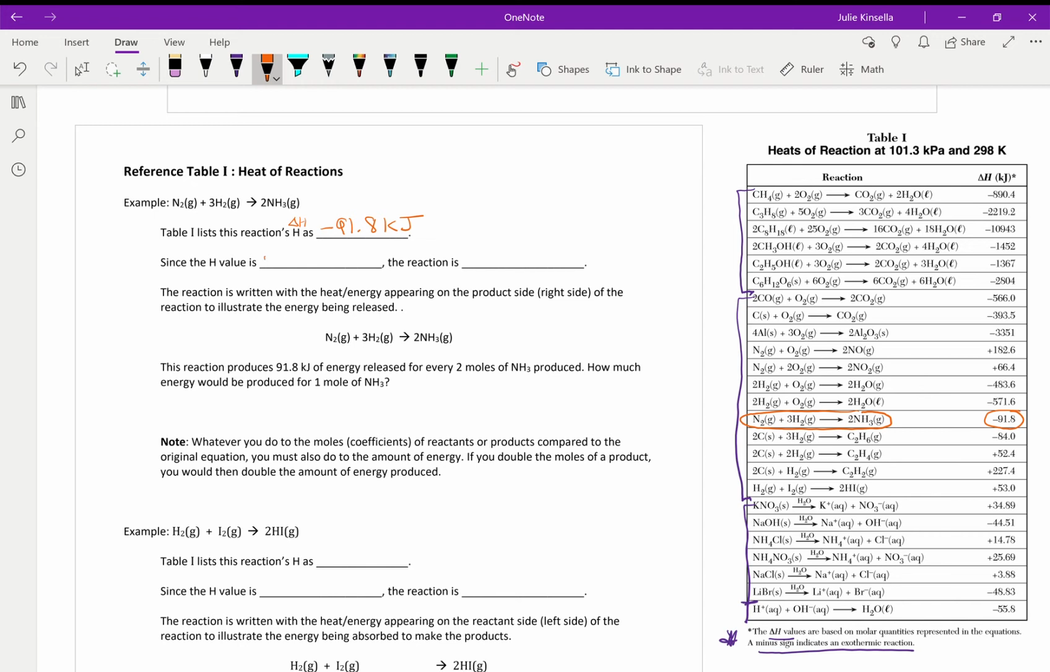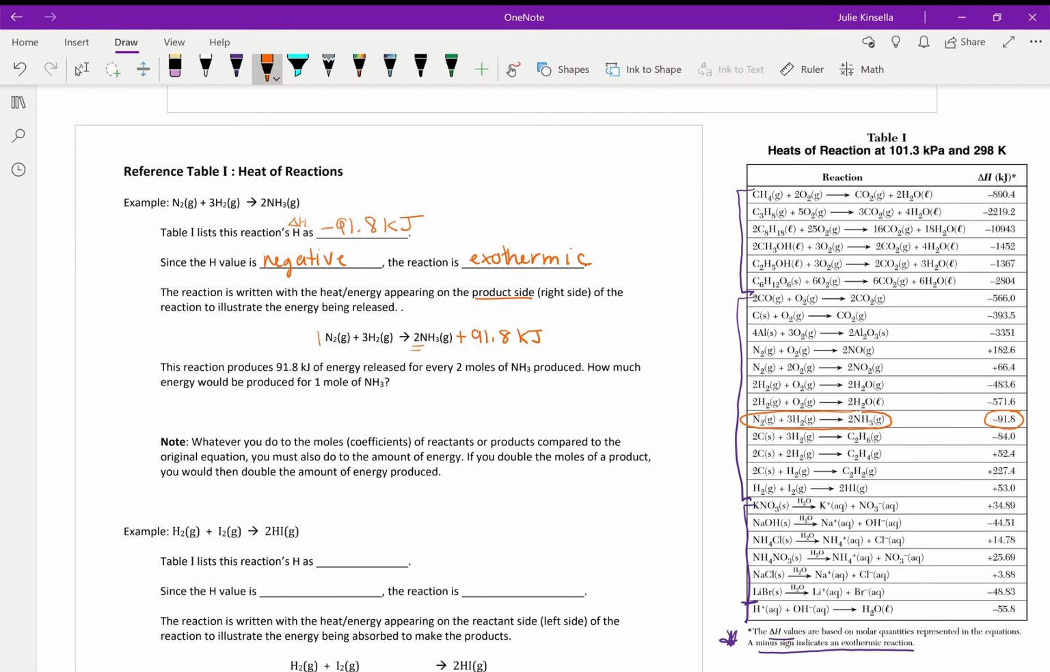Okay, since this value is negative, I then know that this reaction is exothermic. So it's going to release energy. So when we go to actually fill in this value, it's exothermic, so I'm going to fill in the energy on the product side over on the right-hand side. So I'm going to fill in the 91.8 kilojoules. Okay, and again, the exothermic part is represented with it being shown on the product side. I don't actually show the minus with my energy in the equation. So this reaction produces 91.8 kilojoules of energy for every 2 moles of ammonia. So for every 1 mole of nitrogen and every 3 moles of hydrogen producing 2 moles of ammonia, it's going to produce this 91.8 kilojoules.